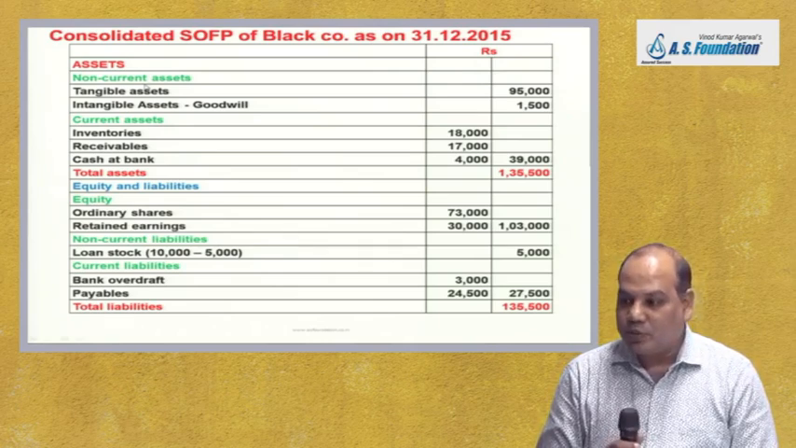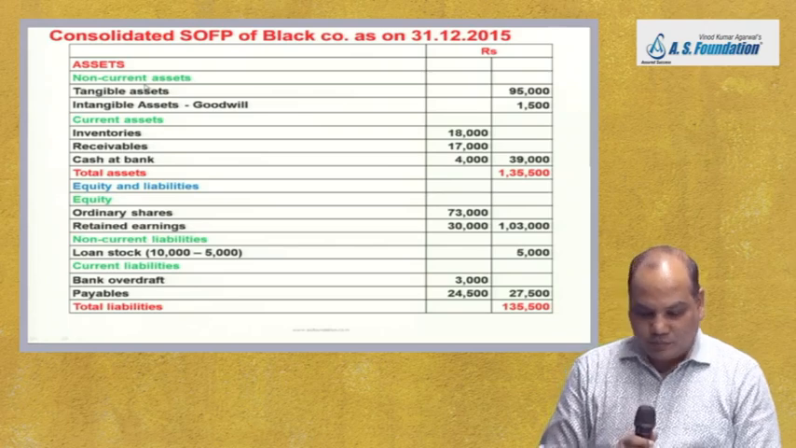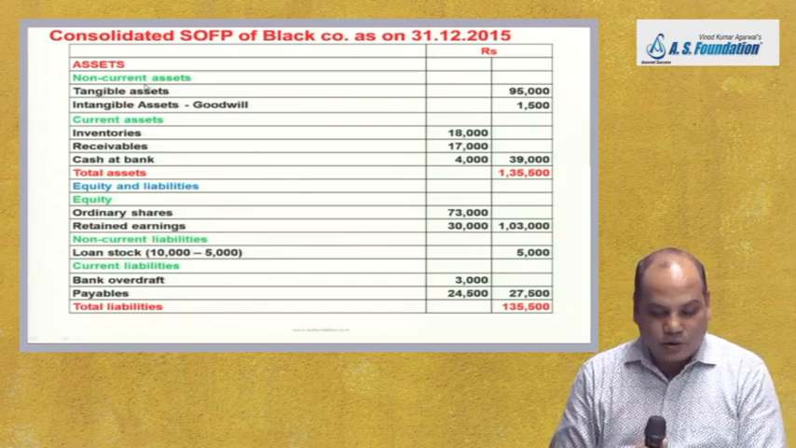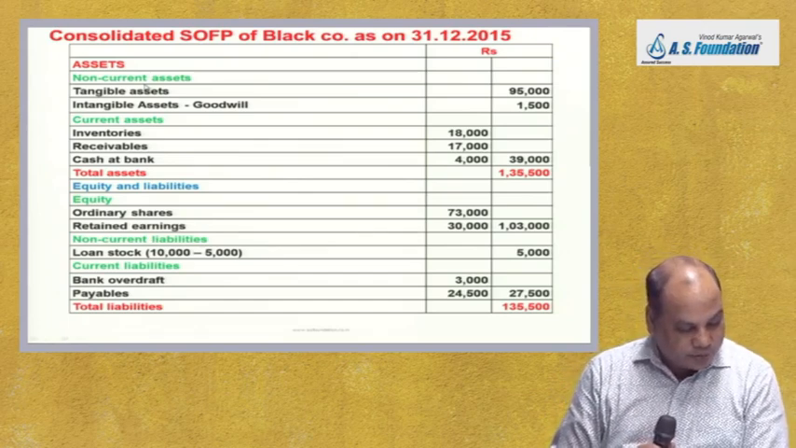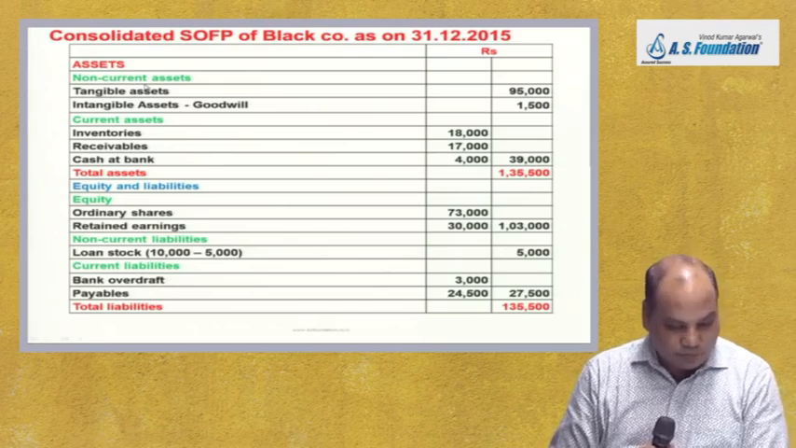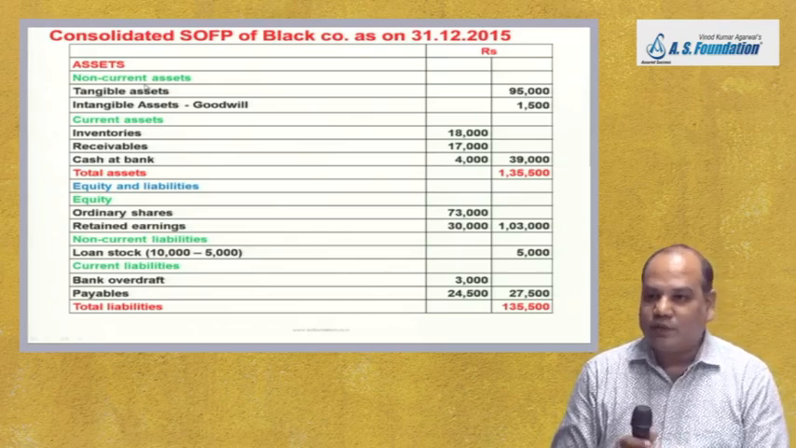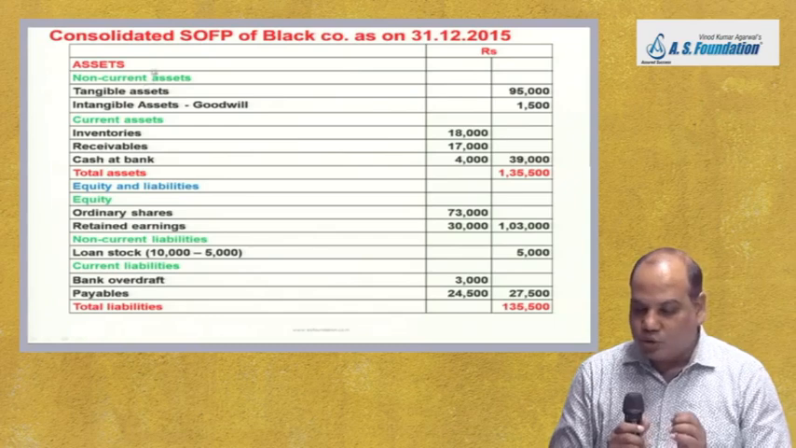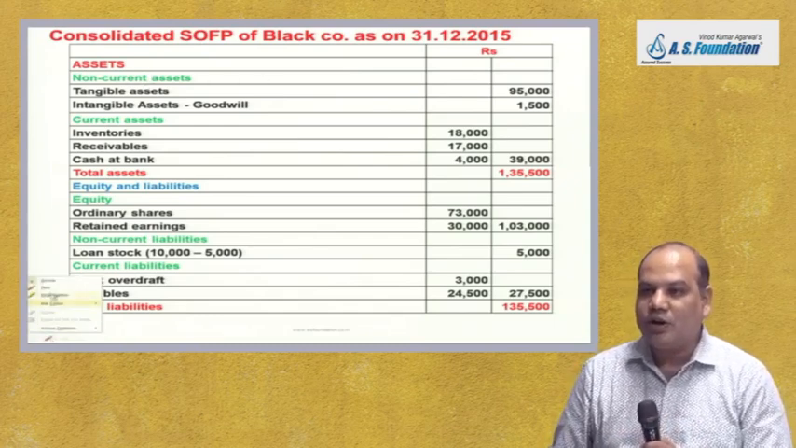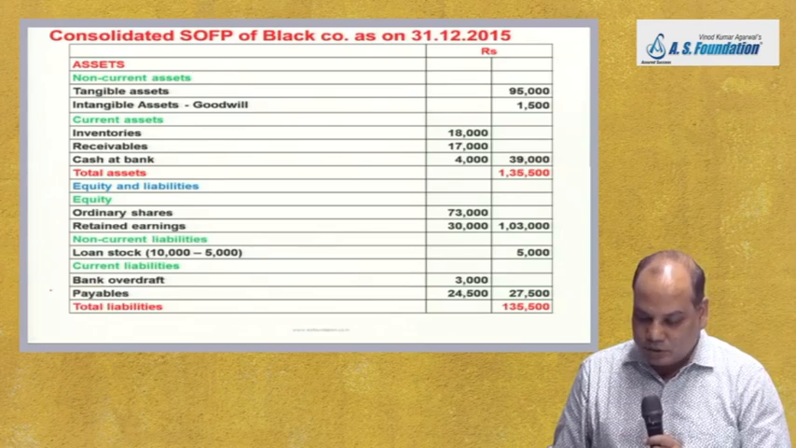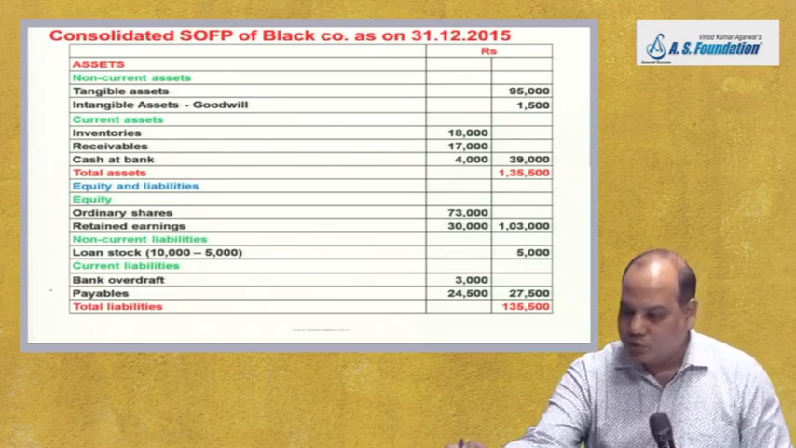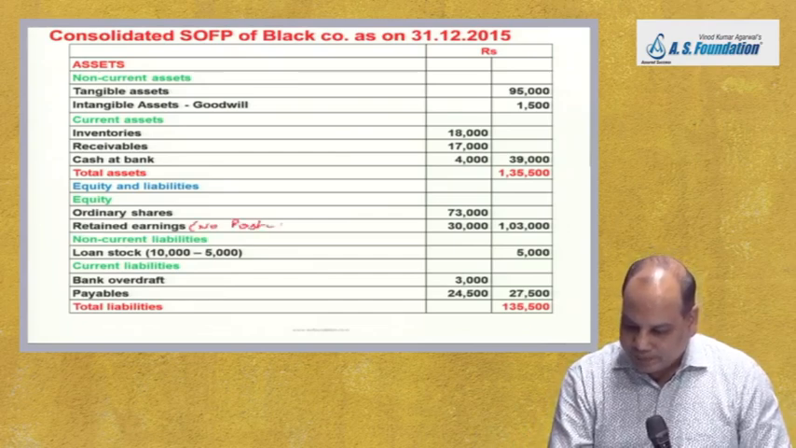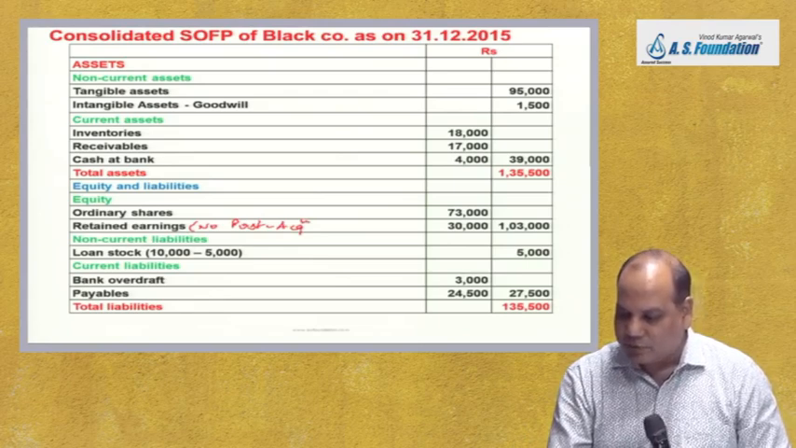Otherwise, you can prepare one more format, SOCIE. For simplicity reasons, we have ignored that working. Then retained earning also will not change because the date of acquisition is 31st December 15 and the date of consolidation is also 31st December 15. No change in retained earning because there is no post acquisition retained earning of subsidiary. In this question, there is no post acquisition profit because the subsidiary was acquired on the last day of the year.